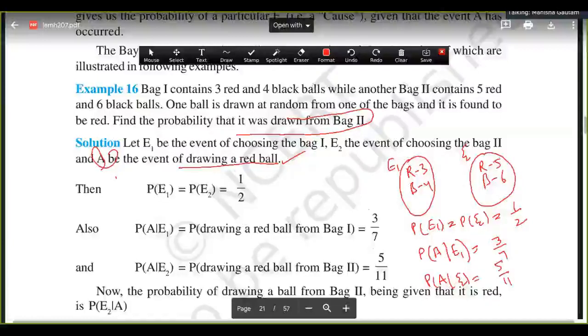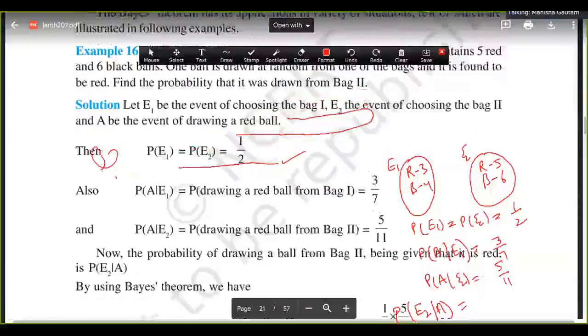Now what you have to solve is the probability that the red ball was drawn from the second bag. This you have to calculate: the probability that the drawn ball is from the second bag, given that it is red. Now what is the formula? The formula will be probability of E2 into probability of A if E2 happened, because you want the total probability in the denominator.